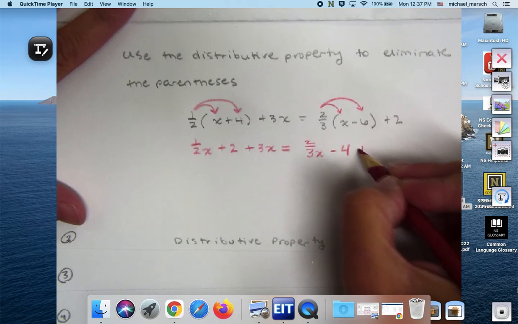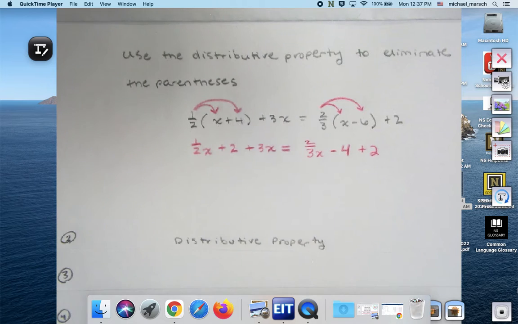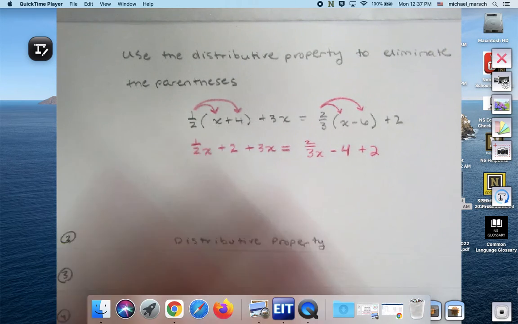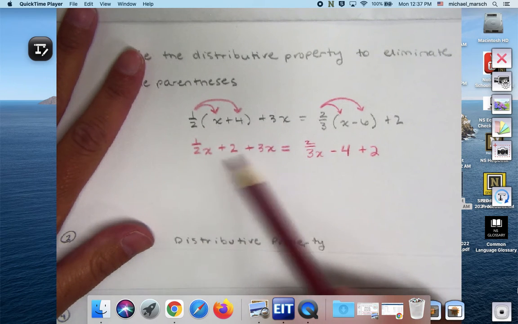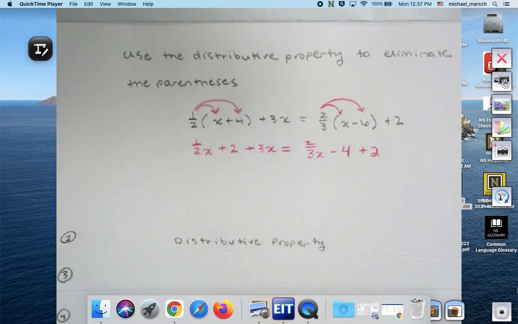And then I just have to put this 2 here because it's just part of the original equation. So that was the distributive property. We distributed, we got our new values, we brought down some old values.